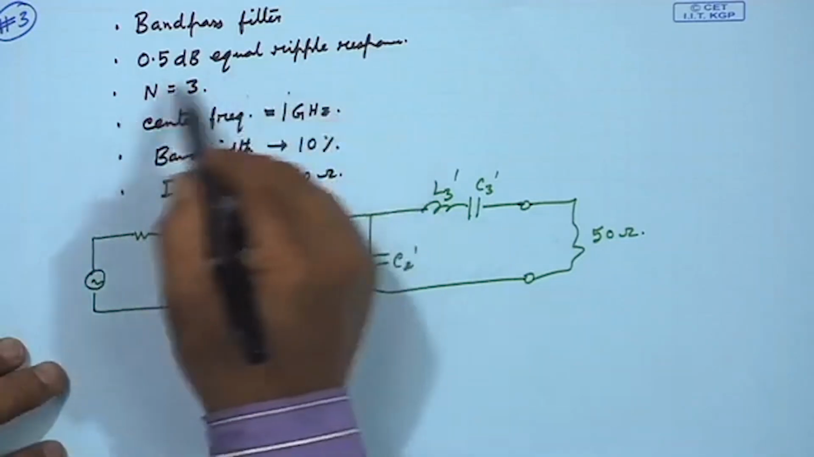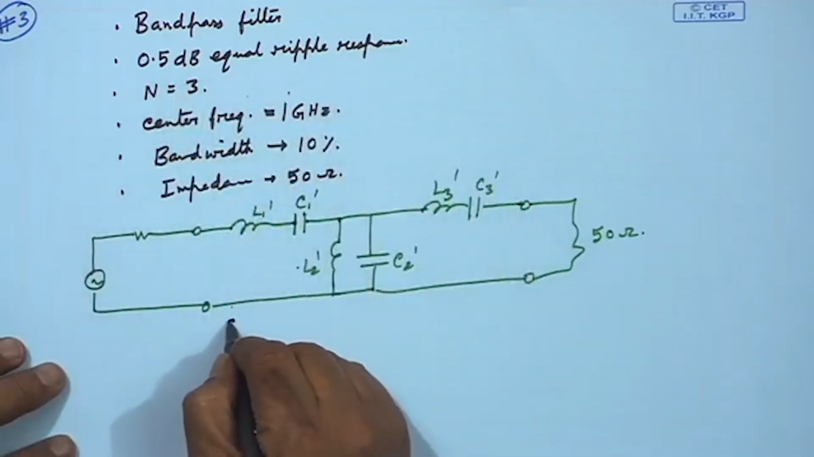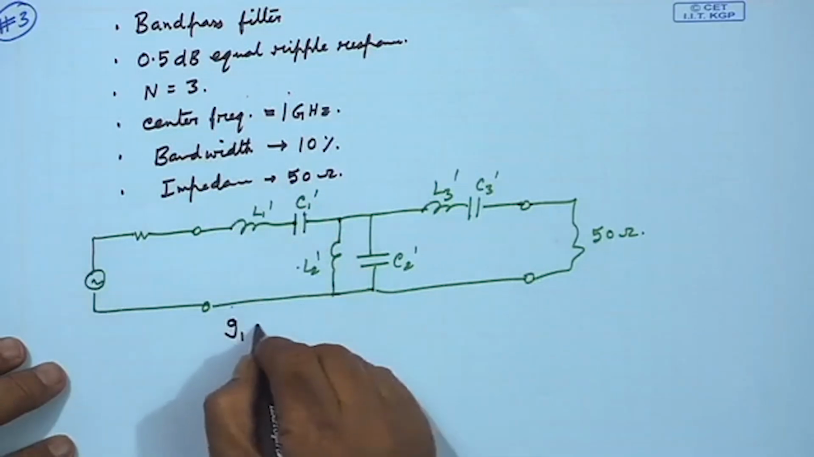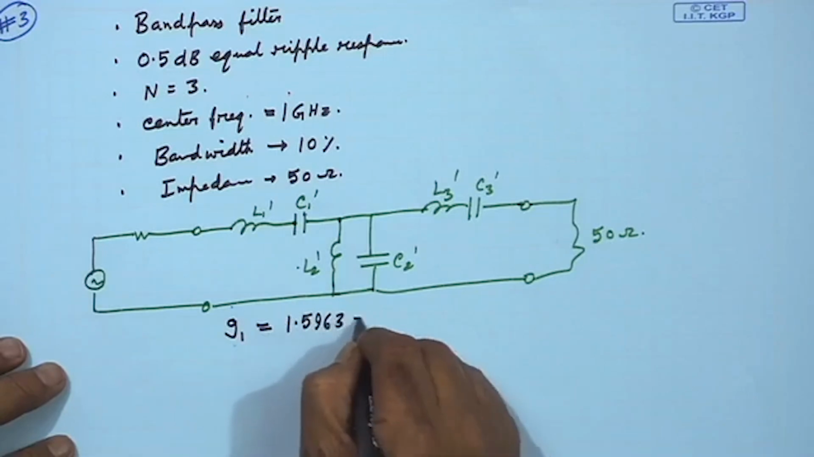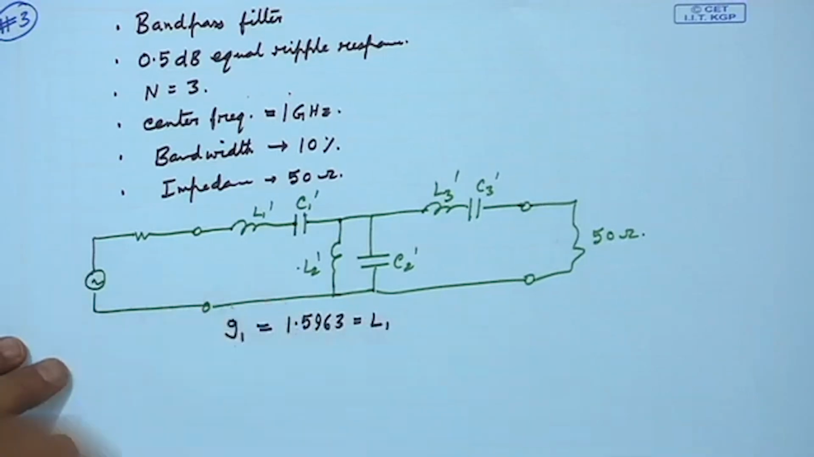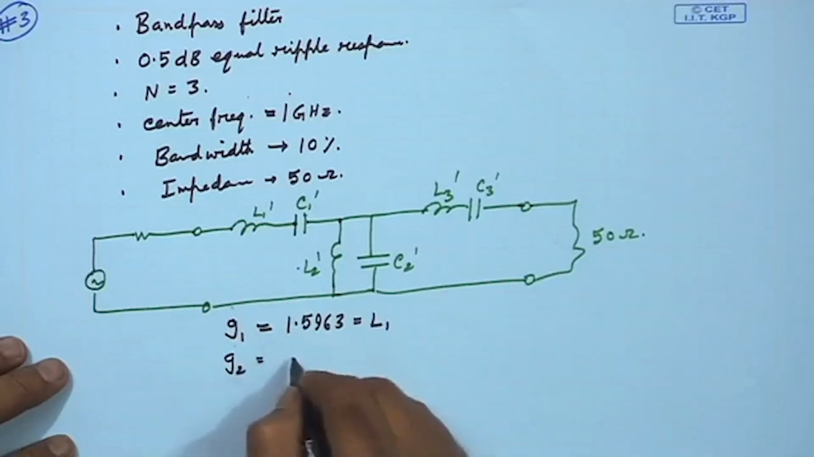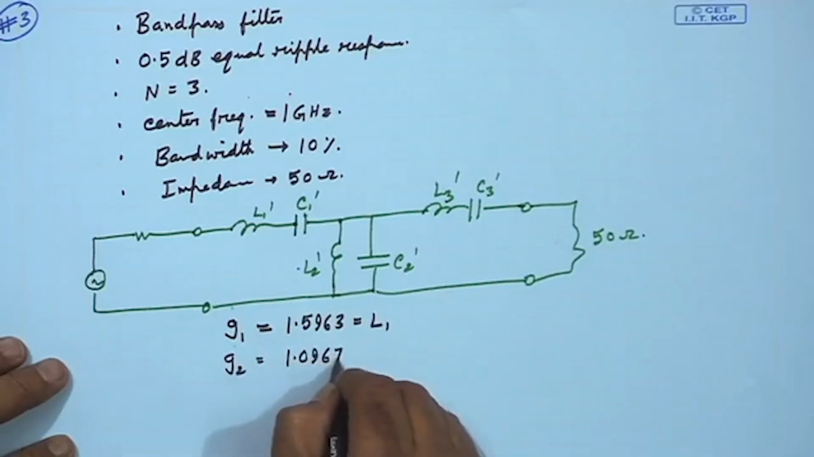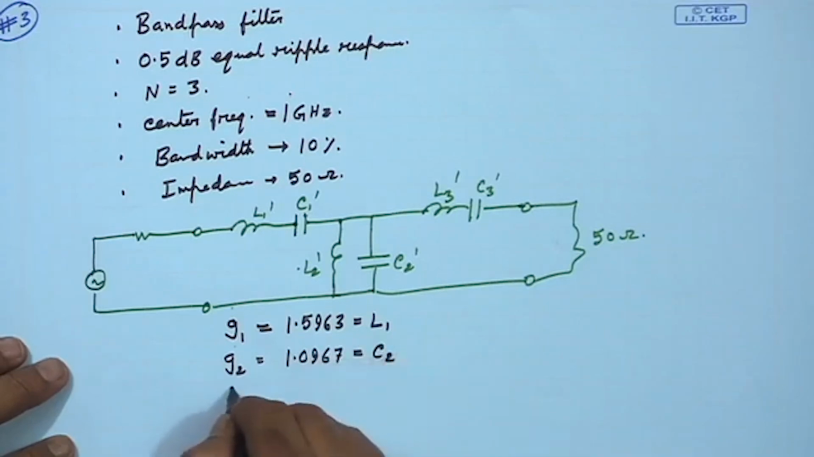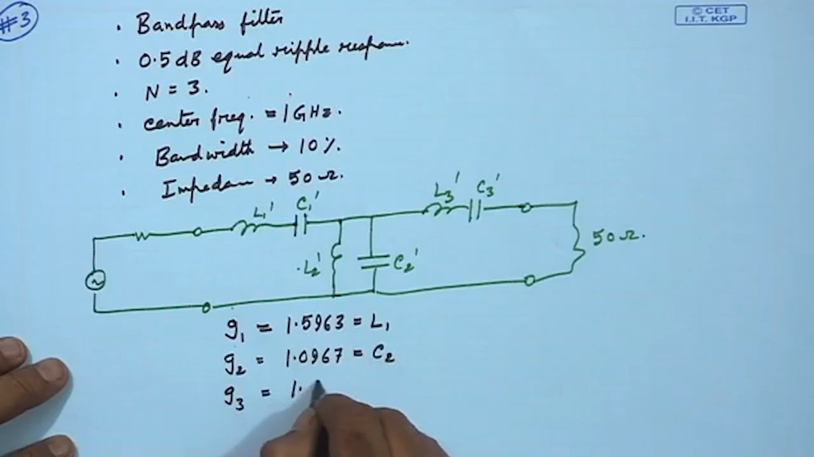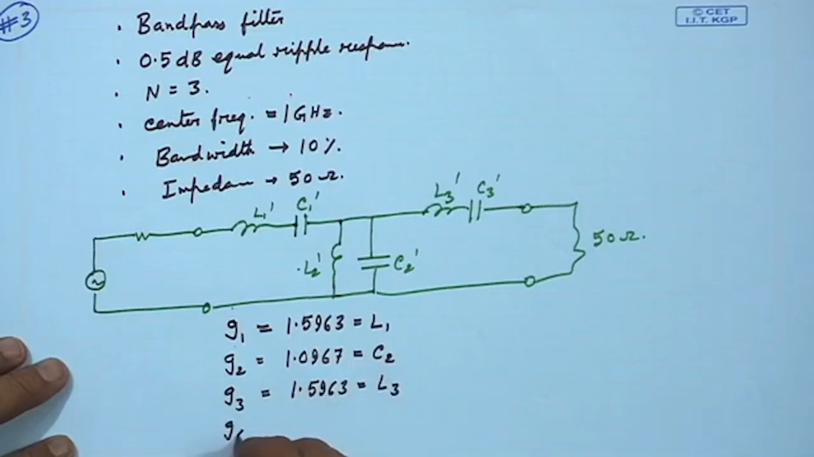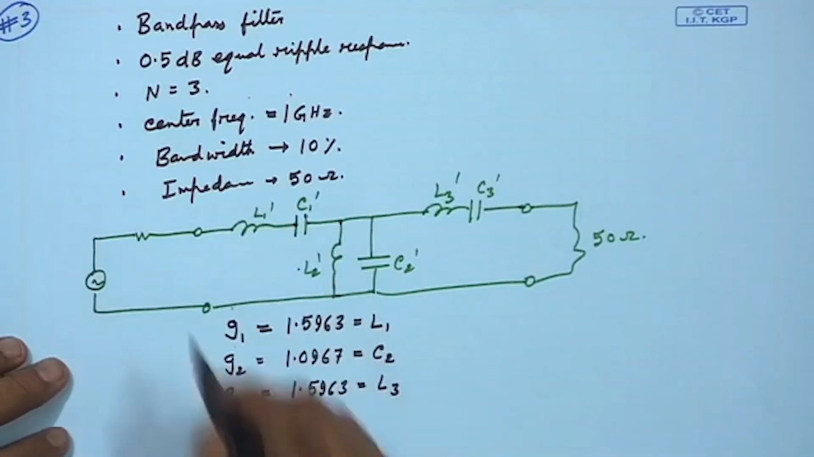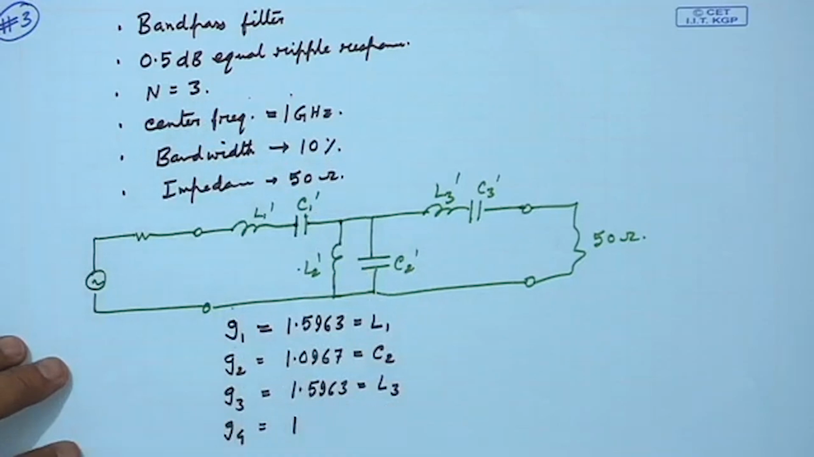From the table, it is equal ripple. So, Chebyshev, so I see Chebyshev with n is equal to 3, I get G1 is equal to 1.5963, that is L1 of the prototype, G2 that is 1.0967 is equal to C2, G3 is 1.5963 again from the table, L3, and G4, remember it is Chebyshev with n odd. So, no problem, G4 will be 1, and that is nothing but your RL.